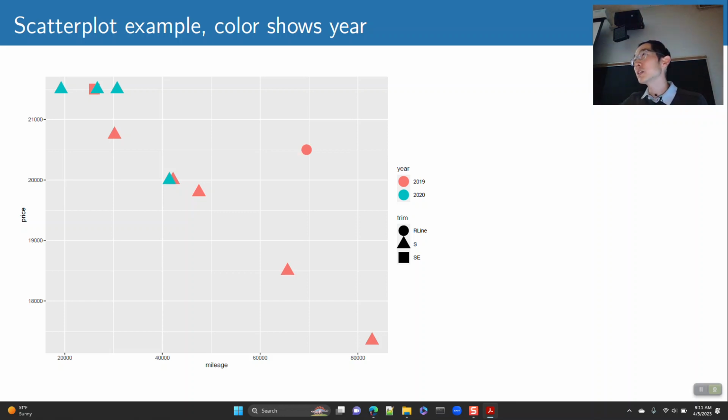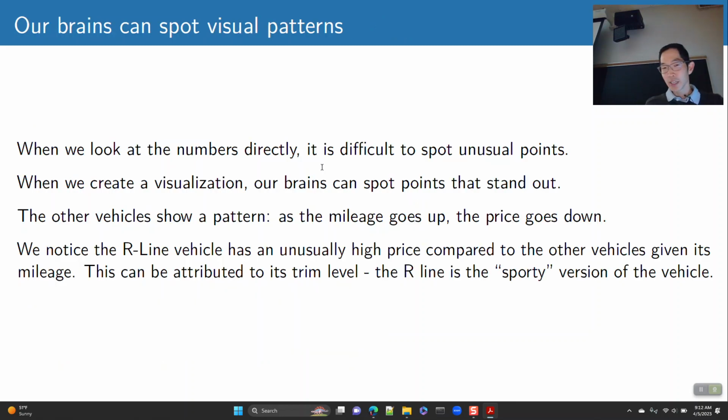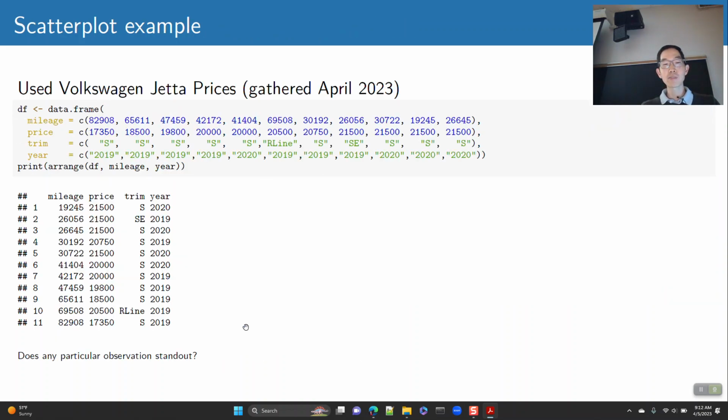When we visualize our data, it uses different parts of our brain, okay? Here I've colored them based on the year, 2019 versus 2020. 2019s are in red and 2020 are in blue. Here I can color them based on the trim line, okay? And we see, oh, you know what? Most of these data points are green, S being the S trim line, okay? We have a few SE trim line, and this is our R line. The R line is the sporty, racier version of the thing. And when we look at just the numbers directly, it's difficult, right?